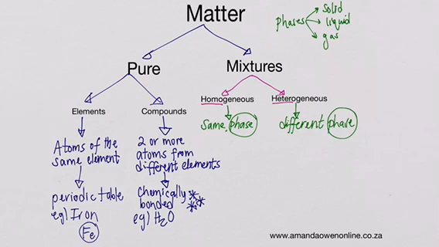So homogeneous mixtures, this is where we find solutions. Solutions are homogeneous mixtures that are in the liquid phase. And an example of a heterogeneous mixture would be a suspension. An example of a suspension would be if you take some mud and you mix it in water. So suspensions would be when you have one substance that is suspended in a liquid medium. So for example, mud in water.